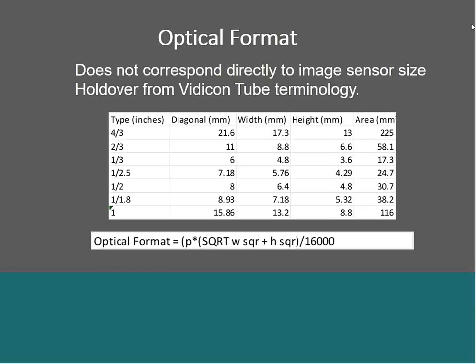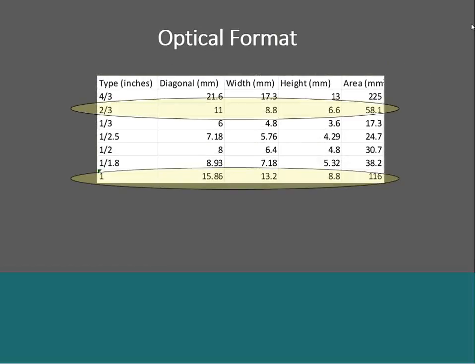There's the calculation, the formula for optic format. They're usually listed, and the lens manufacturers will tell you if it's for a 2/3 inch sensor or 1/3 or 1 inch or whatever. In this particular case, we looked up the cameras, and the camera manufacturers said that one is a 2/3 inch optical format, and the other one is a 1 inch. So now we'll look at the optical format for select lens.